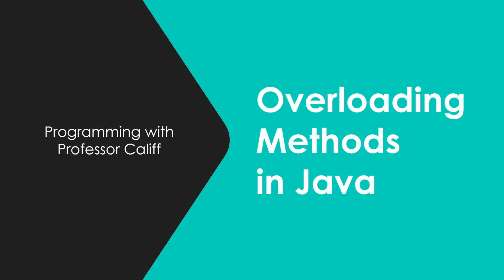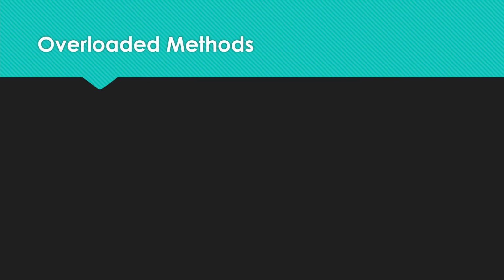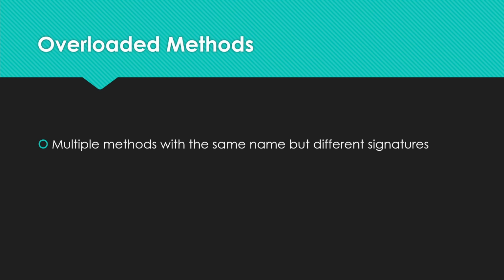Today I want to talk about overloading methods in Java. Overloaded methods are actually something we've been using, and now we want to really focus on what's going on there and how we write them. The idea of a method that is overloaded is that we have more than one method with the same name but different signatures.